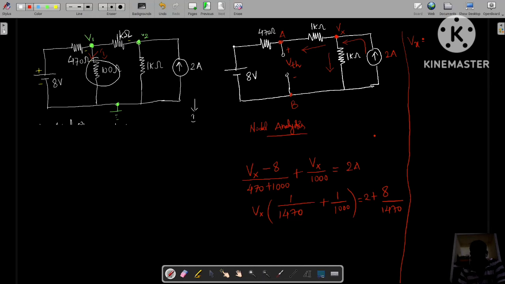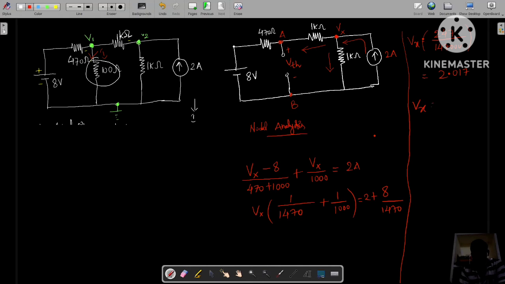What is the value? So it is Vx multiplied with 247 by 147,000. It is equal to 2 plus 8 by 470. What is the value you can get here? 2.017.